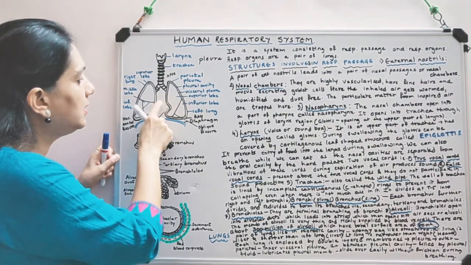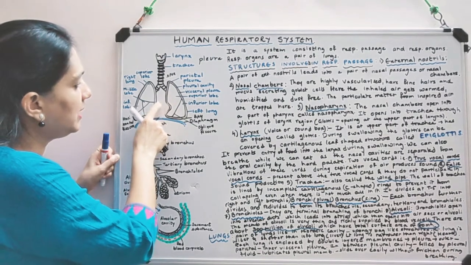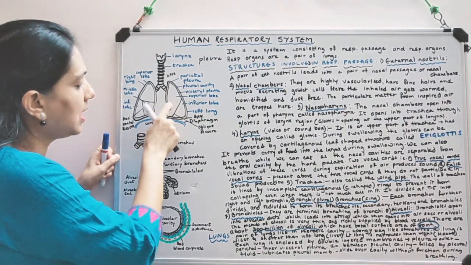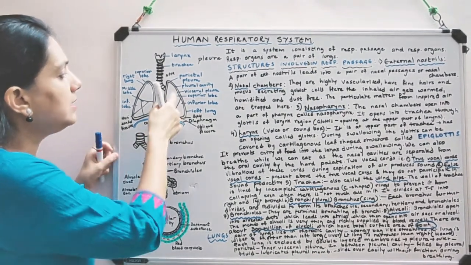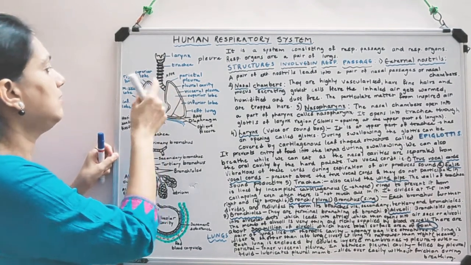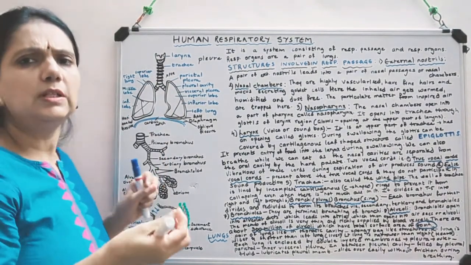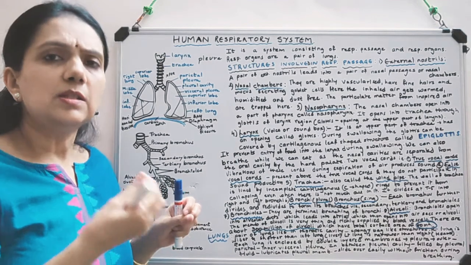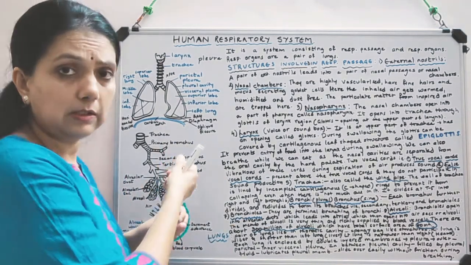Here there would be the heart. So this is the place for heart. So this is the cardiac notch. And this left lung, I can say humans don't have similar sizes of the lungs.